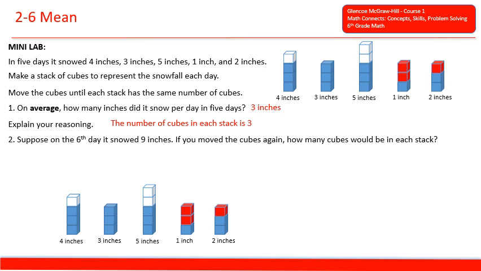So there's our 3 inches per day, and there are the 9 inches it snowed on the 6th day. So if we start moving a cube to different days, notice when I take one away or turn one of the white ones in the 9 inches, it moves one in red to one of the other stacks. And now we have 4 cubes per day, so it represents 4 inches per day.